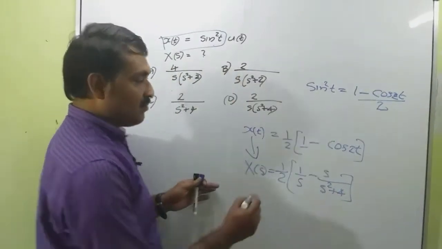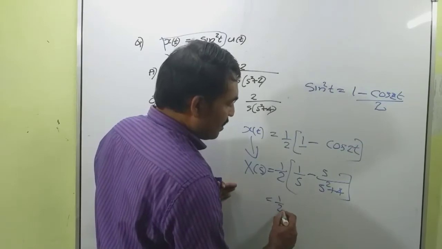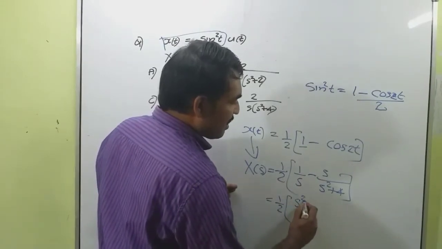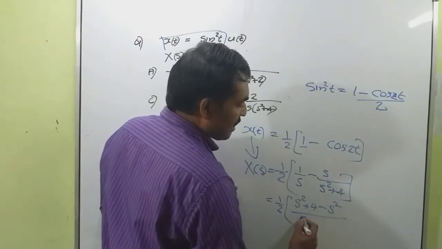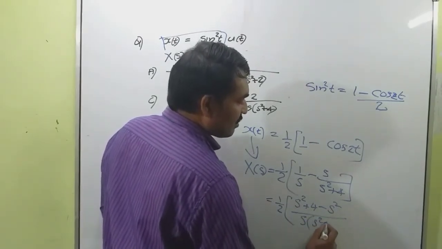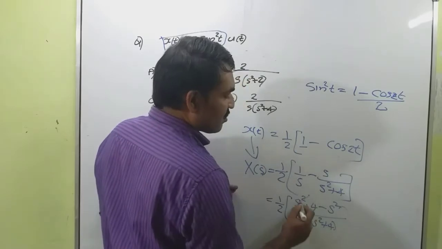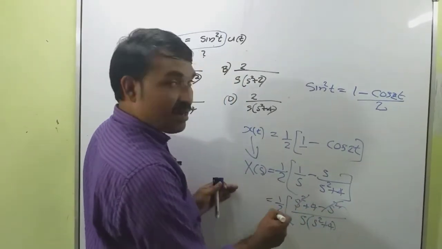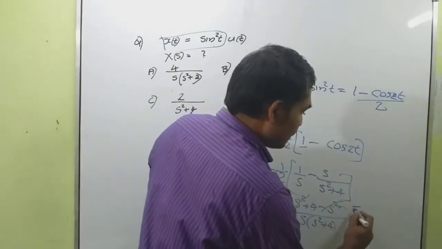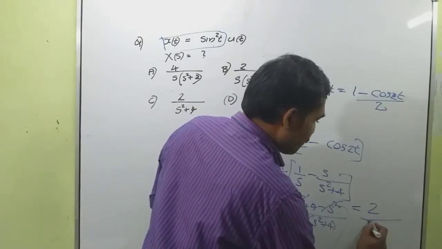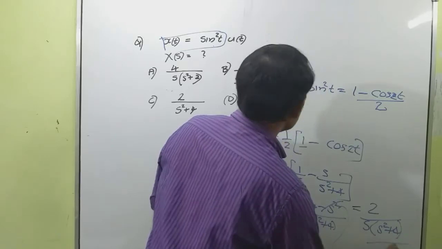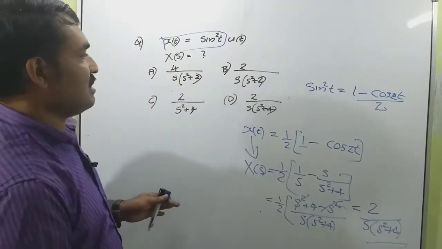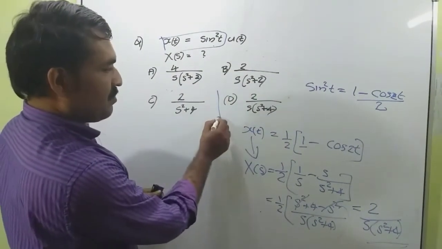Now take the LCM. So this is equal to 1 by 2 into s square plus 4 minus s square divided by s into s square plus 4. This s square and s square get cancelled. 4 divided by 2, that is equal to 2. So this is equal to 2 divided by s into s square plus 4. So the correct option is D.